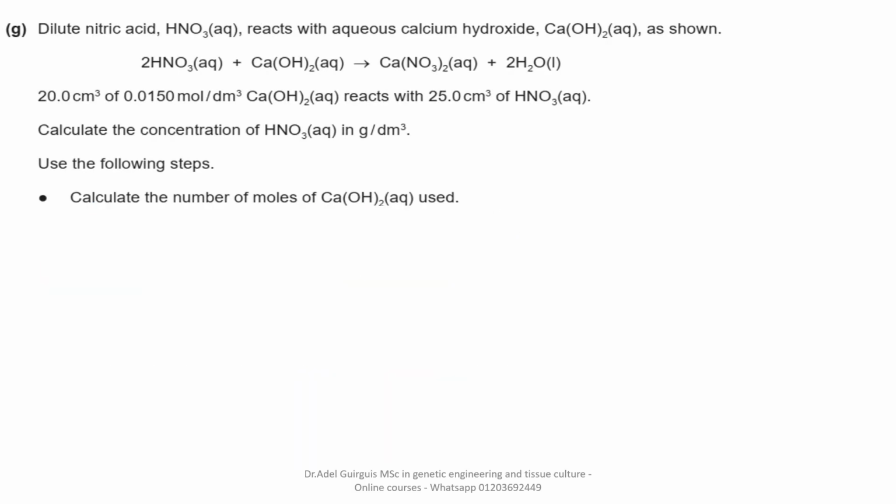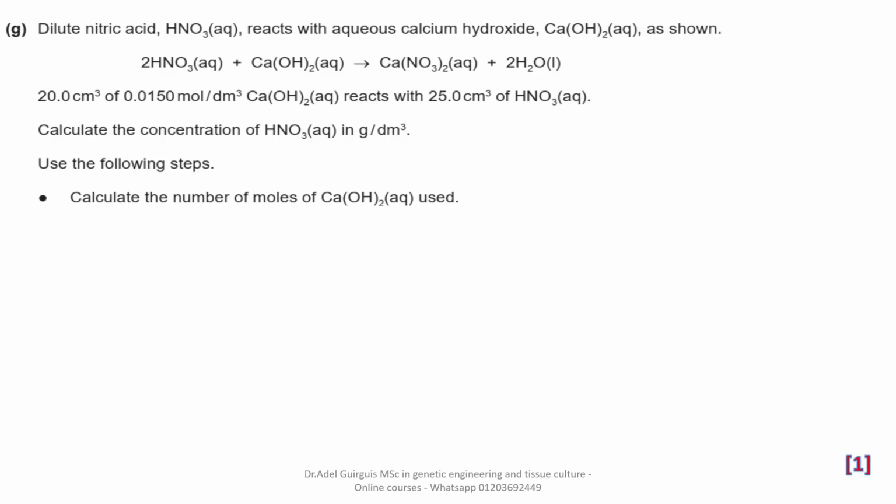Letter G. Dilute nitric acid, HNO3, reacts with aqueous calcium hydroxide, Ca(OH)2, as shown. 2 moles of nitric acid react with 1 mole of calcium hydroxide to give 1 mole of calcium nitrate and water. 20 cubic centimeters of 0.0150 mole per liter calcium hydroxide react with 25 cubic centimeters of nitric acid. Calculate the concentration of nitric acid in gram per cubic decimeter. Use the following steps. Calculate the number of moles of calcium hydroxide solution used.